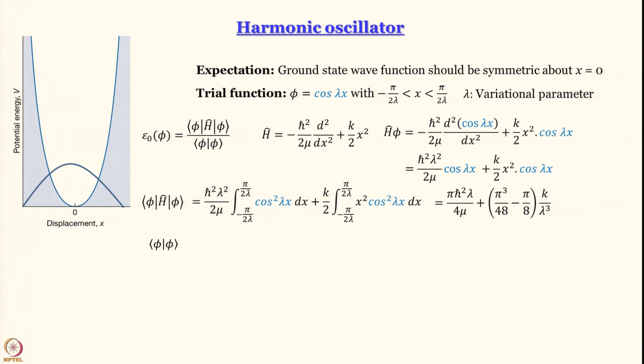Integral phi star phi dx, right? Here you do not have to say d tau, it is a one dimensional system, so dx. So, integral phi star phi dx, what will it be? That will be something like this. Now, the limit is minus pi by 2 lambda to plus pi by 2 lambda, remember that is the range of x. You do not go from 0 to a here. So, cos square lambda x dx.